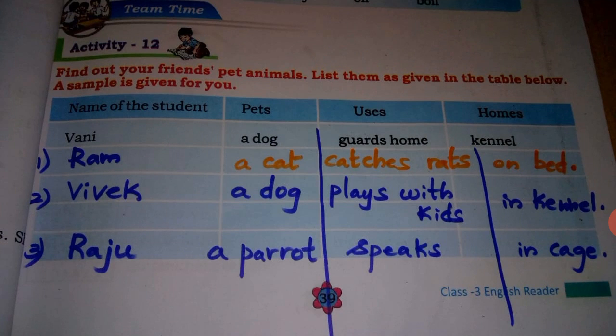Okay. Next one, Vivek. A dog plays with kids, in kennel. Dogs can play with kids, and kids love playing with dogs. So the use of the dog is it can play with the kids. And where does it live? In kennel. Last one, Raju. Raju is having a parrot as a pet. And what is the use? Raju's parrot can speak, so speaks. And what is the home of the parrot? In cage. So this is the project work given to you.